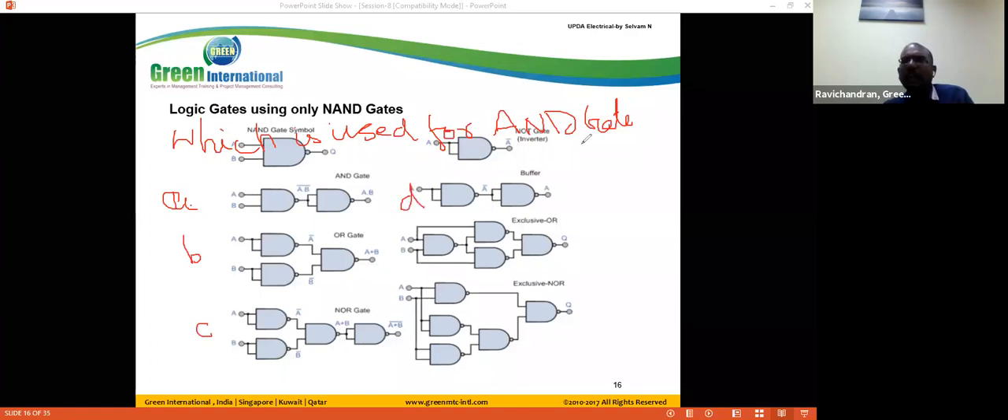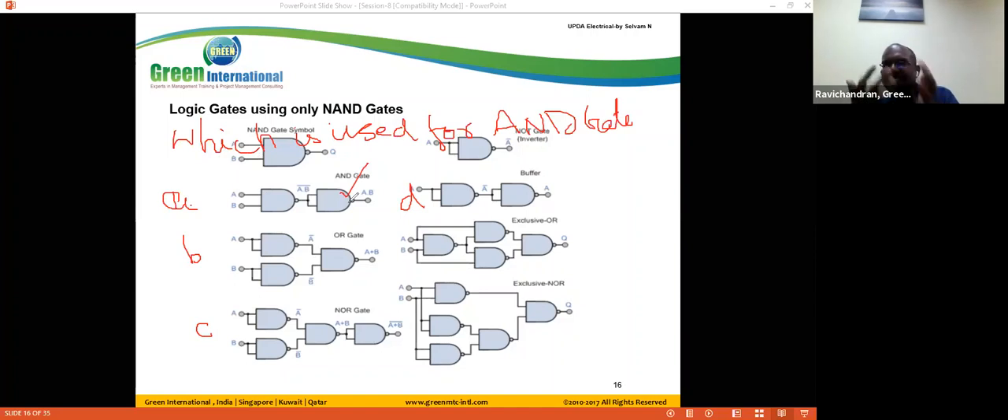So which is used for AND gate? Option A, they give this diagram. Option B, they give this diagram. Option C, this diagram. Option D, this diagram. So we can see the AND gate, so we use this.